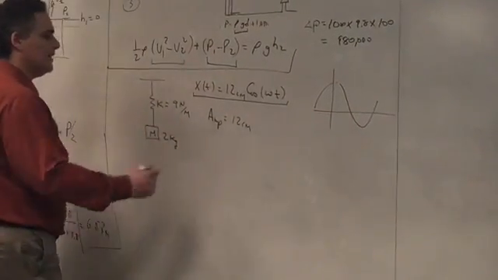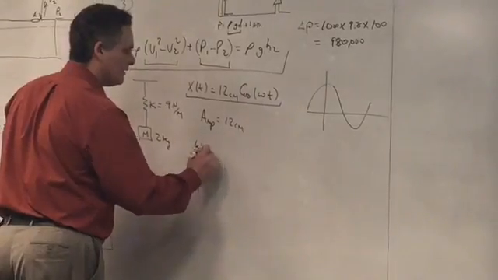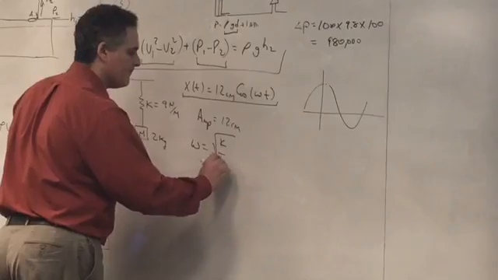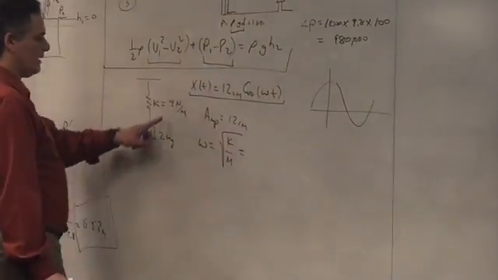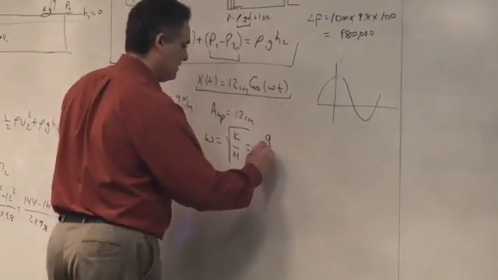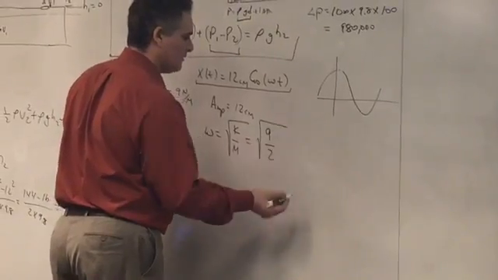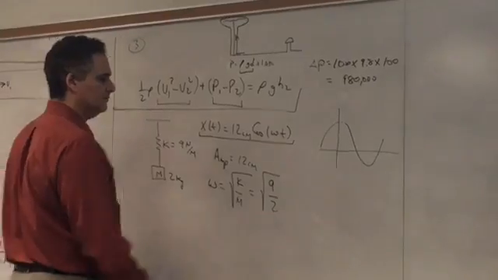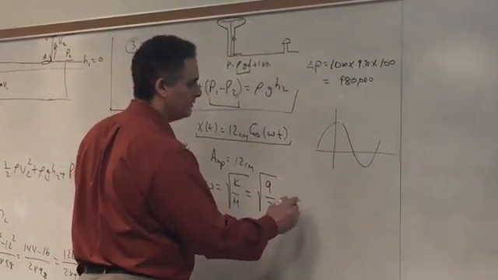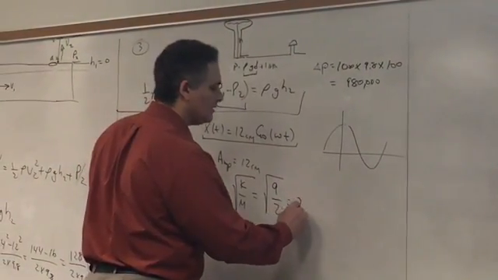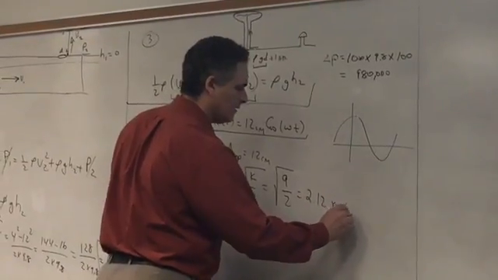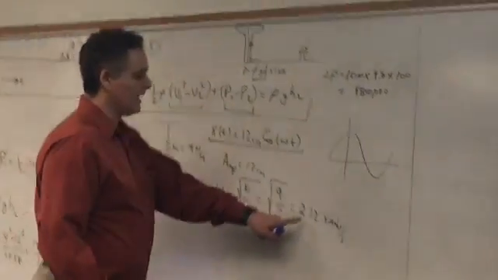Next thing is we want the angular speed, or the angular frequency. Angular frequency, by definition, is the square root of k over m. So we're going to have the square root of 9 over 2, so it's the square root of 4.5. What is it? 2.12? Okay, 2.12 radians per second. So that's the angular frequency.